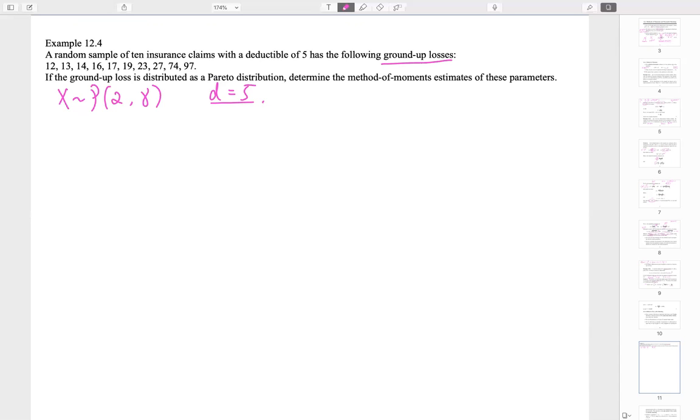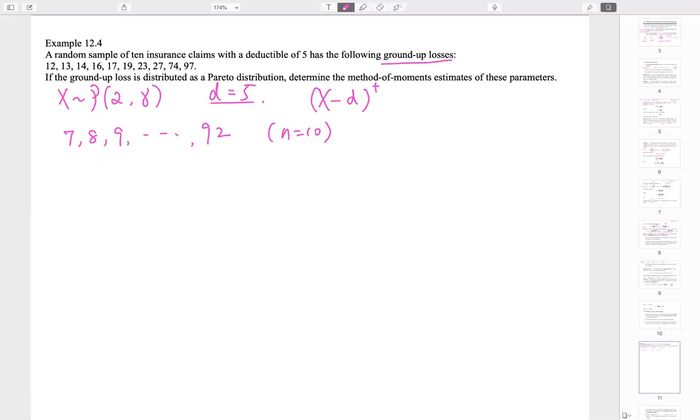So of course, this is not complicated. When you apply the deductible, it's simply you minus everything, right? So this is what you do when you apply the deductible. Here all of them are positive. So what you get is 7, 8, 9, etc. Right? So everything minus 5, up until 92. So we have n equals 10 of them.